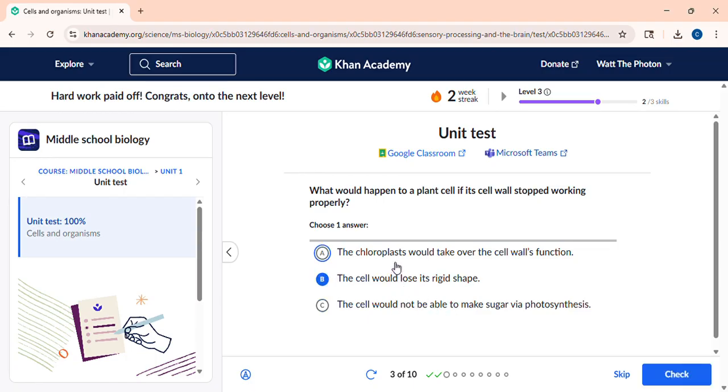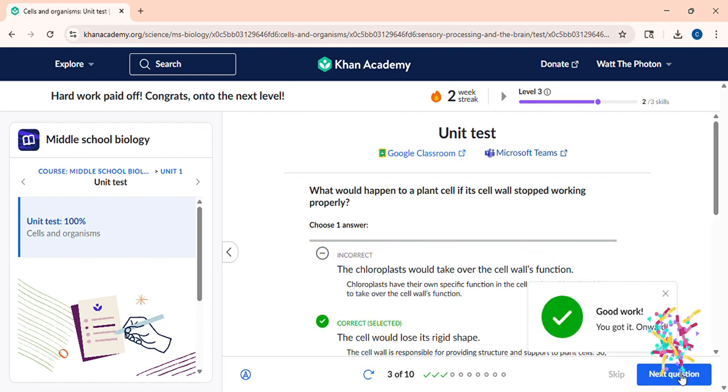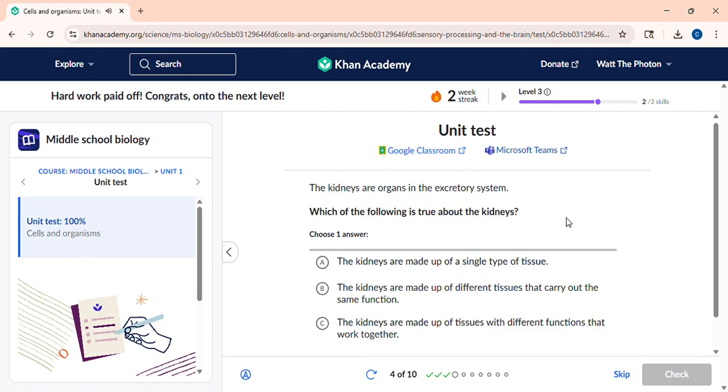That's chloroplast. The kidneys are organs in the excretory system. Which of these is true about kidneys? So it's an organ. So I suppose the question is, is a kidney a tissue or a tissue system?